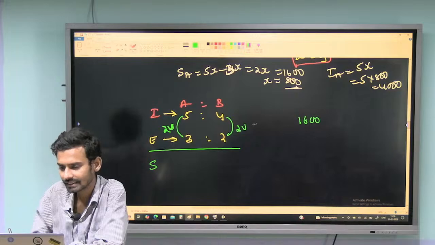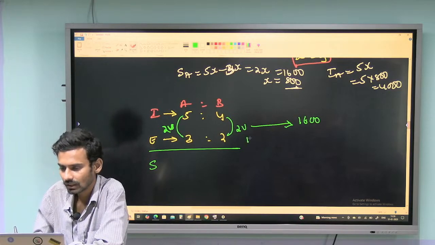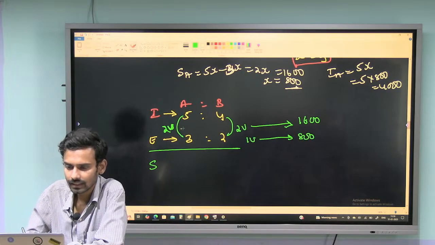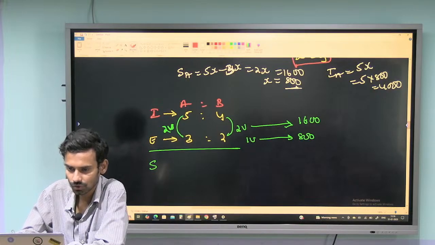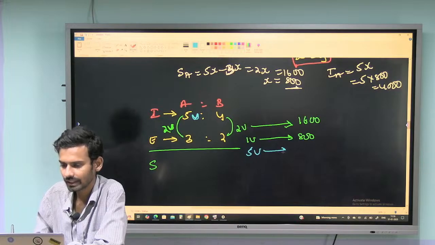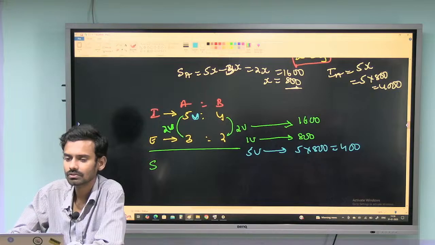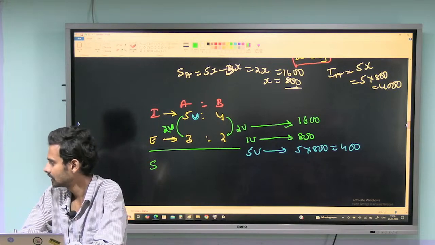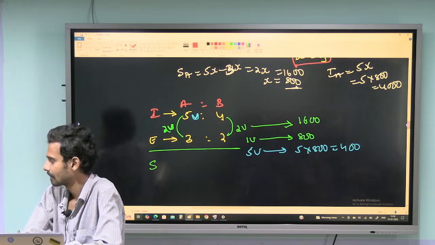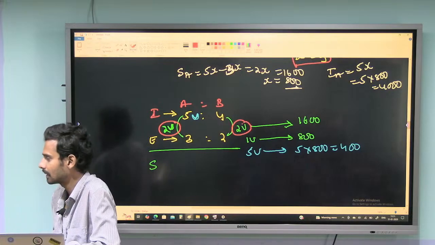So the saving of 2 units is 1600, which means 1 unit value is 800. Now the income of A according to the ratio is 5 units, so 5 units will be 5 into 800, which is 4000. But remember, this short trick will not work for all questions. It is applicable only if the savings are equal in both cases and the difference is also equal in both cases. Only then can you apply this short trick.